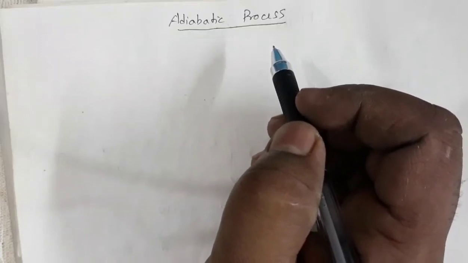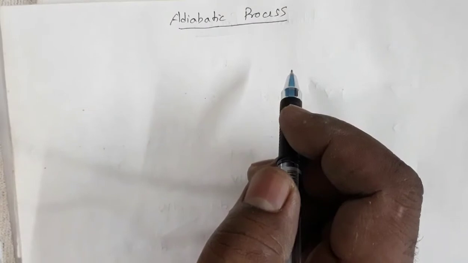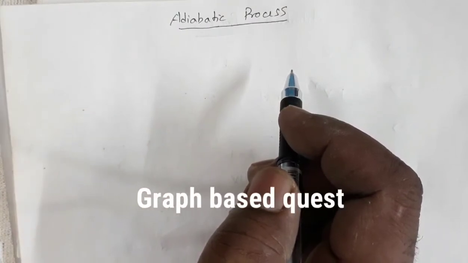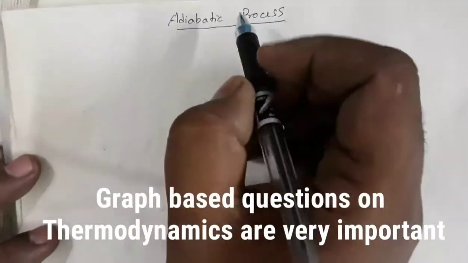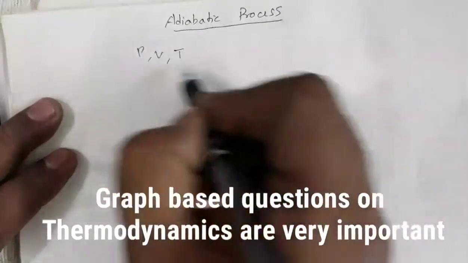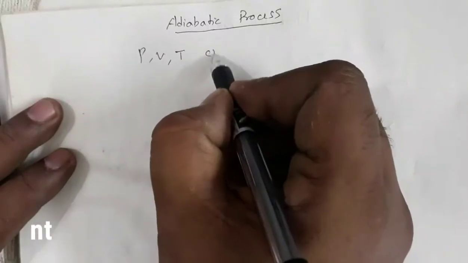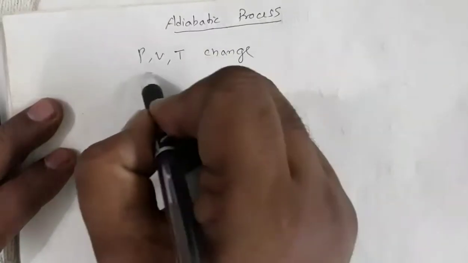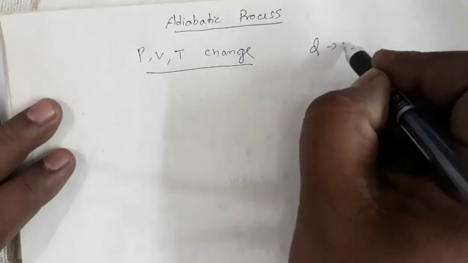Let's have a quick review of the topic adiabatic process. This video is for students who are going to appear for their JEE Main and NEET examination in the year 2018. Okay, so see, for adiabatic process, pressure, volume, temperature, all these three thermodynamical variables can change. But heat cannot change. Heat, no change.